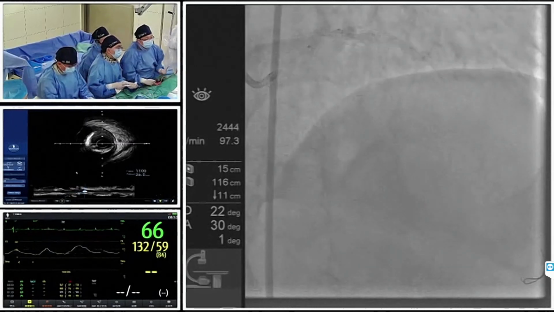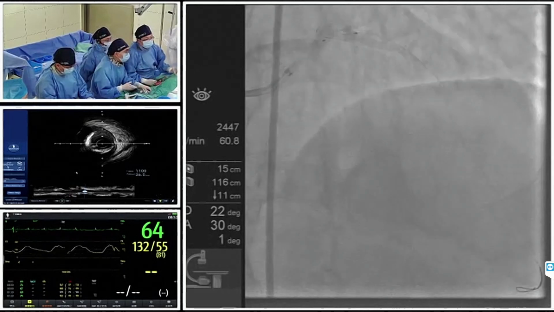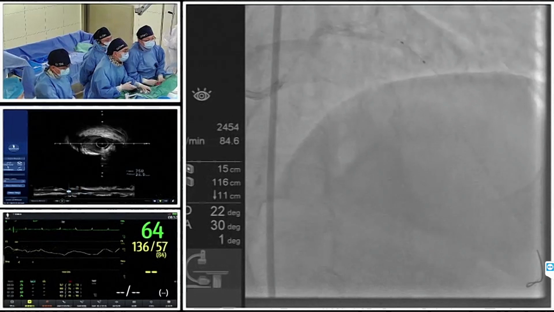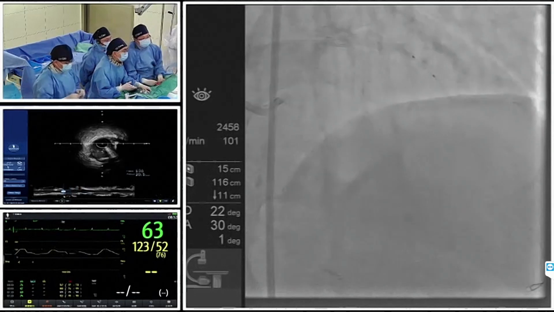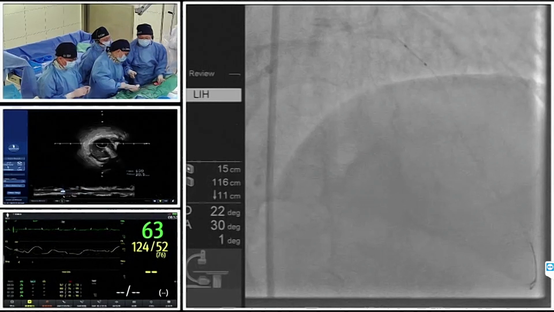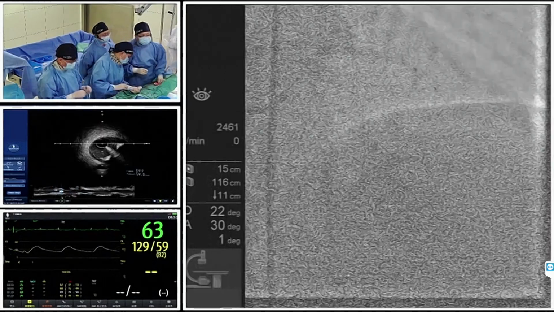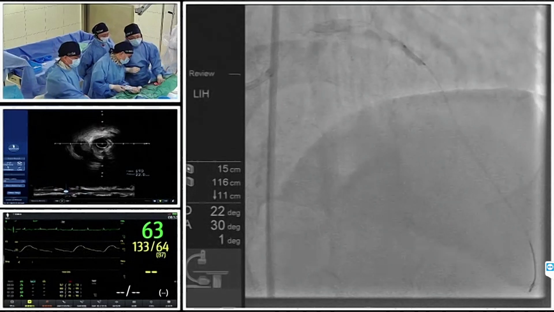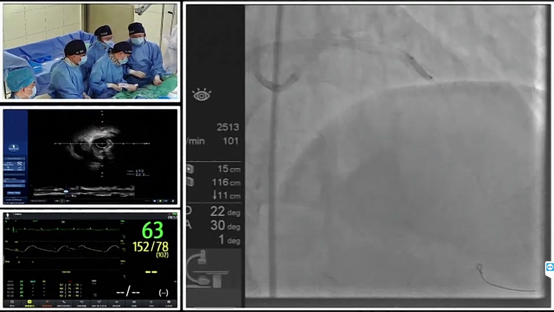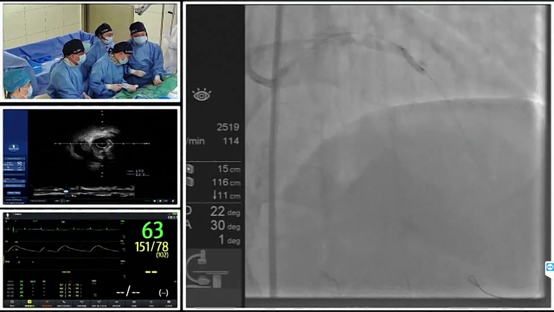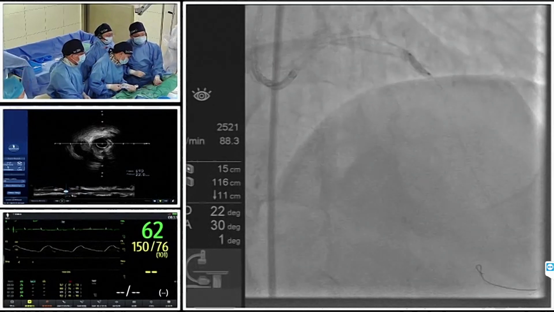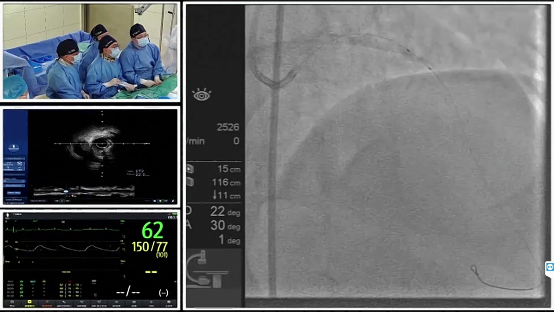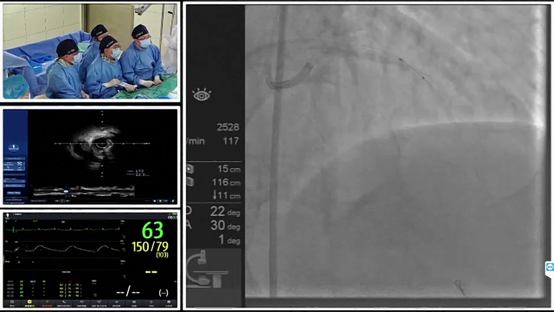So we'll go a little bit further. I think everything is good. Here inflation, slowly, a little bit. For the Lacrosse balloon, inflation should be a little bit slow. Slowly to 10. I think it opens very well. Okay, 12. Down. The balloon inflation is good.